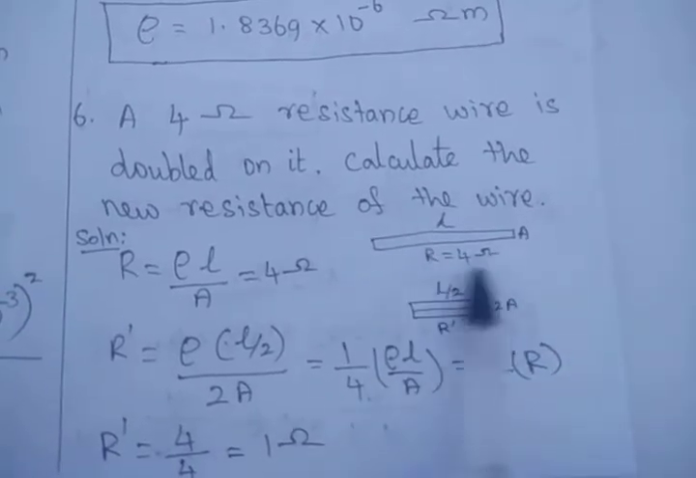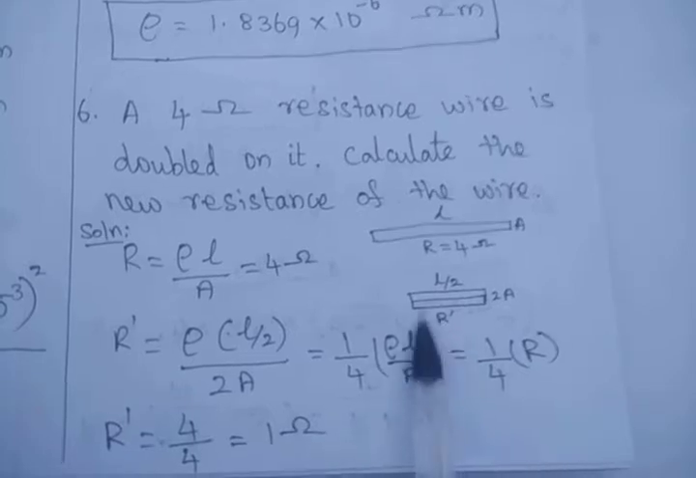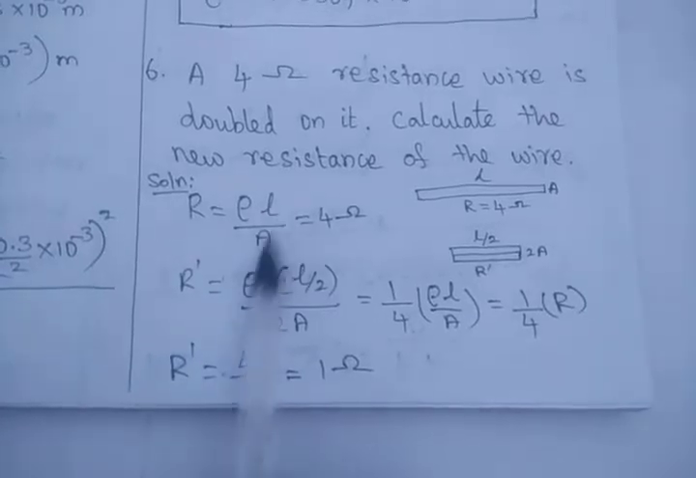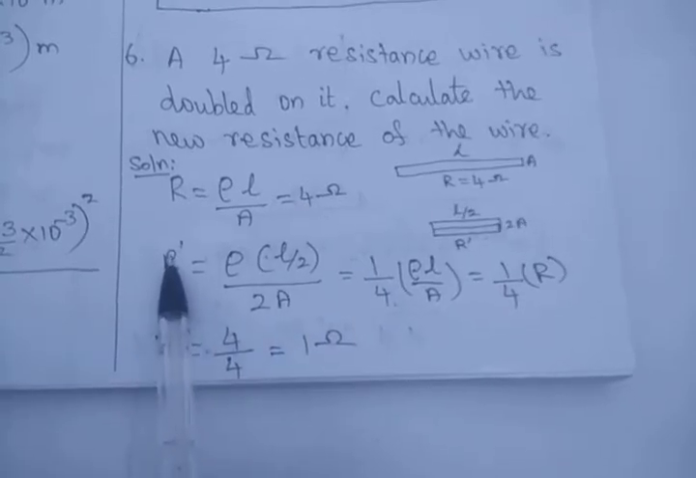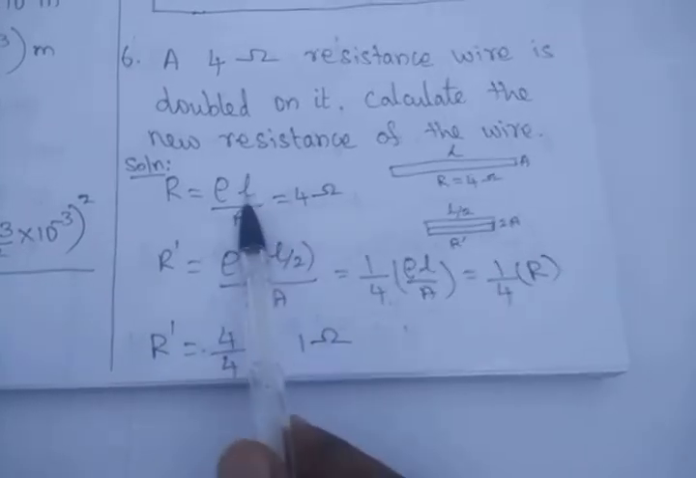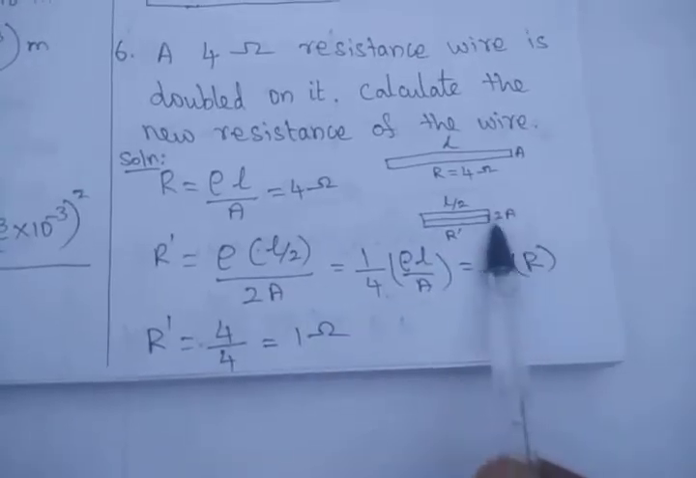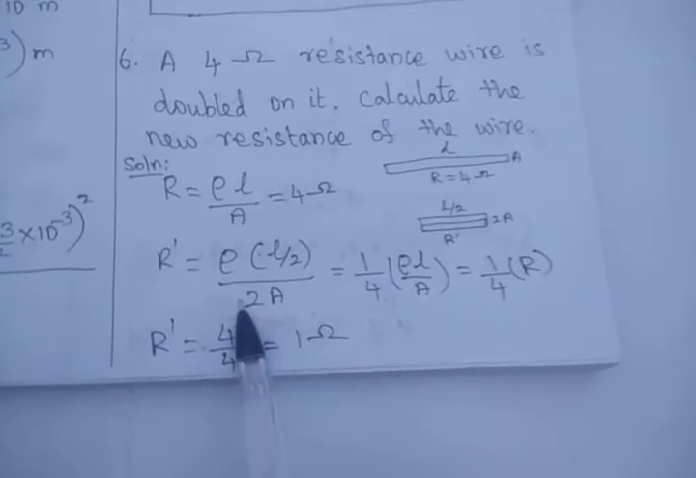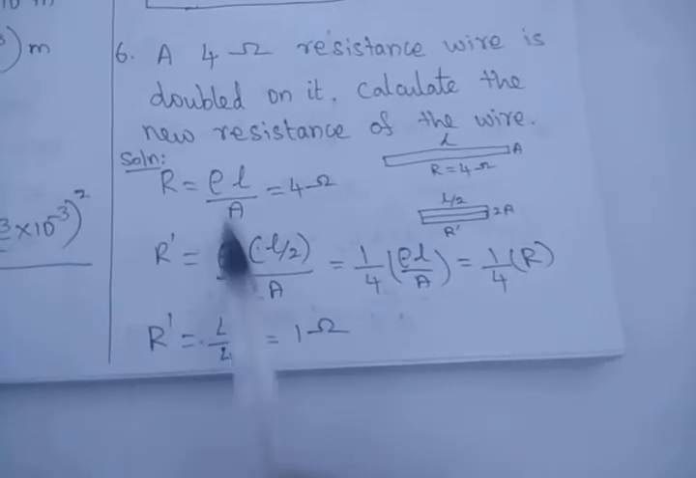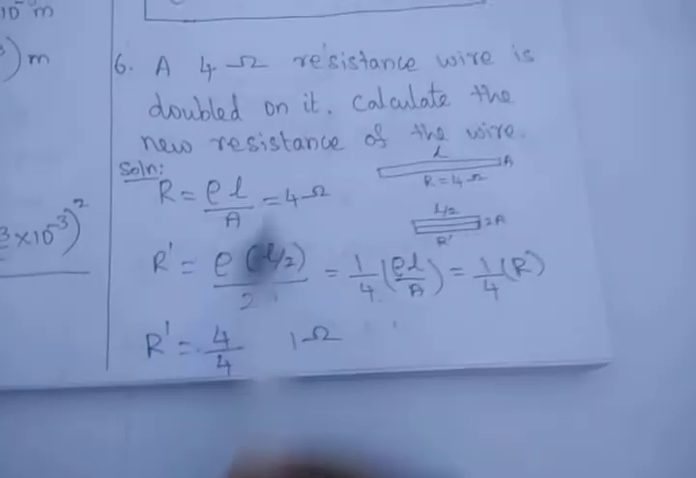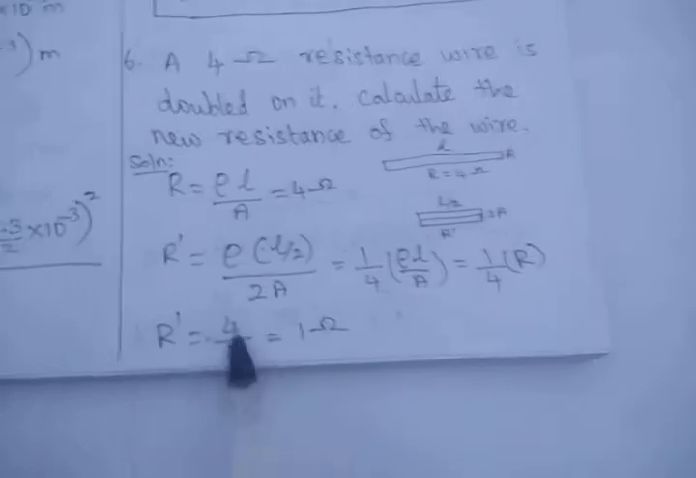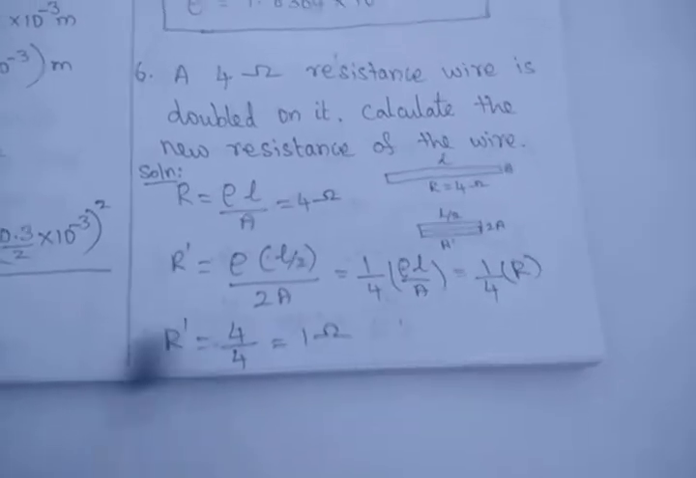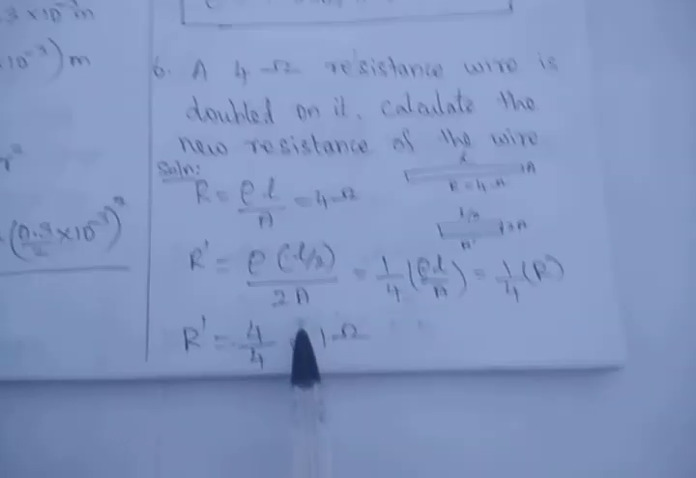Before folding the resistance is 4 ohm. After folding it, what is the new resistance? That is the question they asked. We know that R is equal to rho L by A. The resistance before doubling is 4 ohm. So the new resistance R prime is equal to rho into L by 2, divided by the area 2A. So this 2 goes to the denominator, giving 1 by 4 times rho L by A. Rho L by A is the old resistance R, so substituting the R value, we get 1 ohm. This is the new resistance of the wire after doubling it.